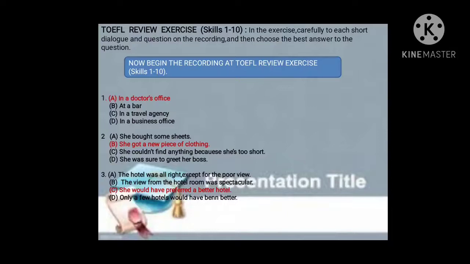Number 3. Did you enjoy the hotel where you stayed in Hawaii? The view of the ocean couldn't have been better. What does the woman mean?